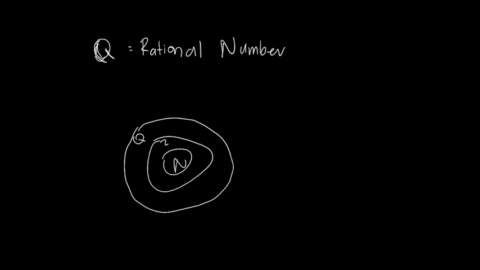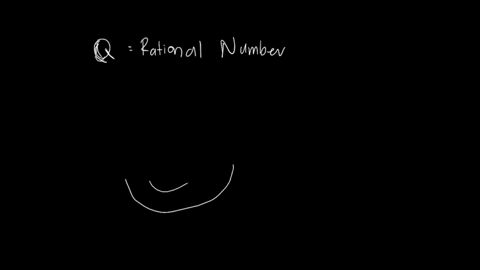It's very easy to represent that. Let's say that we have p over q. p is a positive or negative integer, including 0 as well. And q is either a positive or negative integer, but cannot be 0.